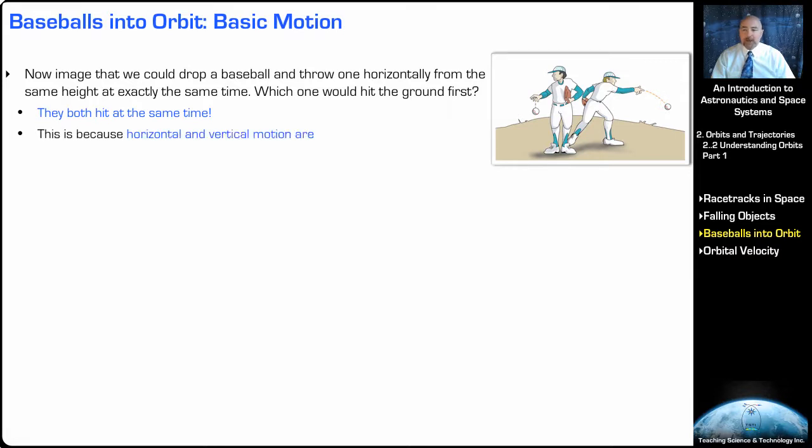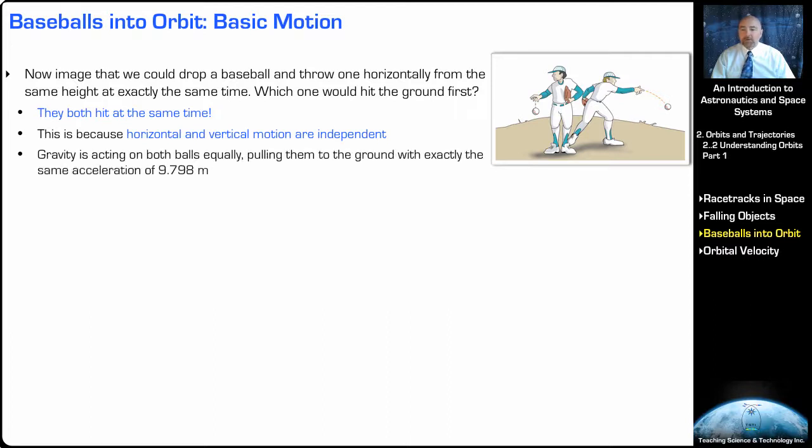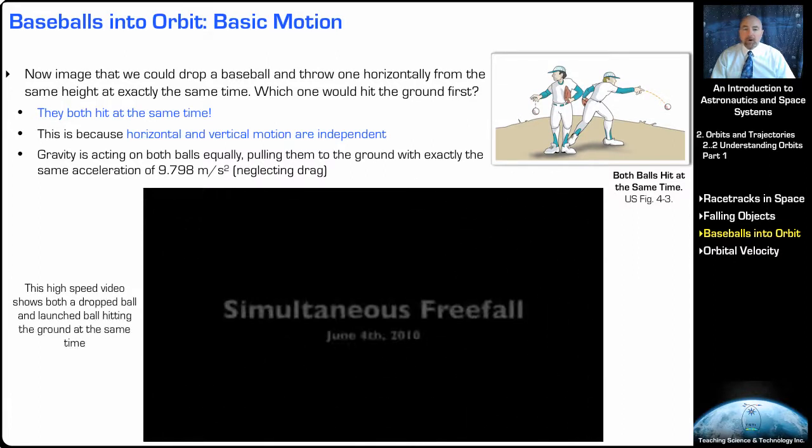Gravity doesn't care that the second ball happens to be moving horizontally at some speed. It's still going to fall just as fast as the ball that was simply dropped. Both are falling at 9.798 meters per second squared at sea level, regardless of any motion. If you still don't believe me, let's watch this video, which replicates our baseball example in the lab. It captures the result with high-speed cameras. Whether you drop a ball or throw a ball, they still hit the ground at the same time.